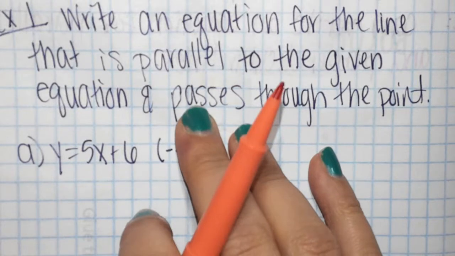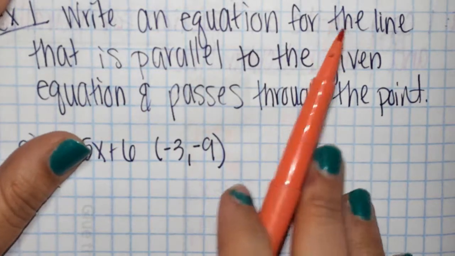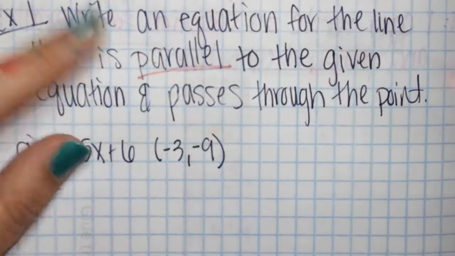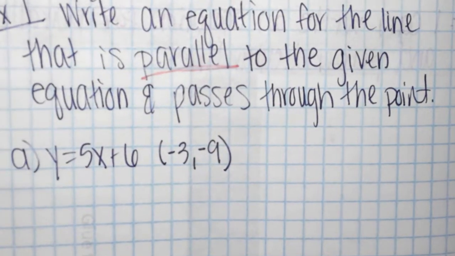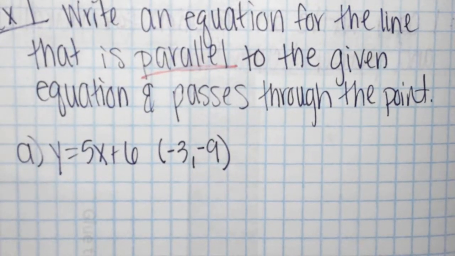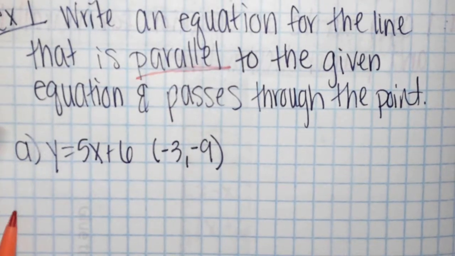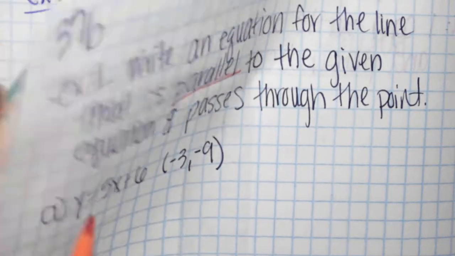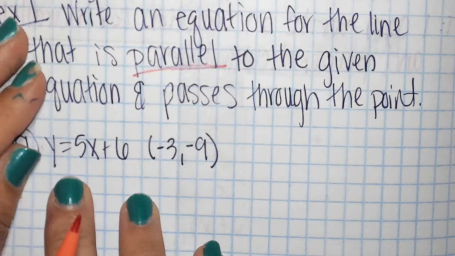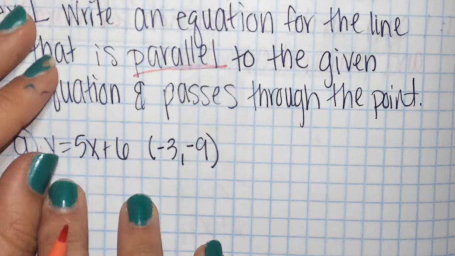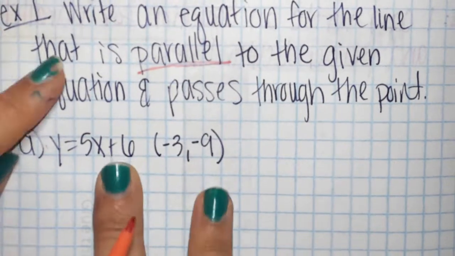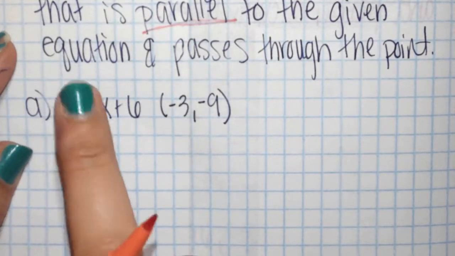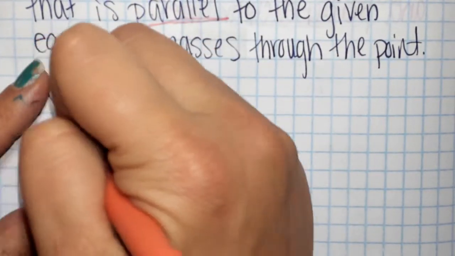So, context clues of how we do this. It says, write an equation for the line that is parallel. What do we know about parallel lines? They have the same what? Slope. Thank you, Adam. Take a point. What's the slope of this line? 5. All right. So the slope of our parallel one is going to be 5.